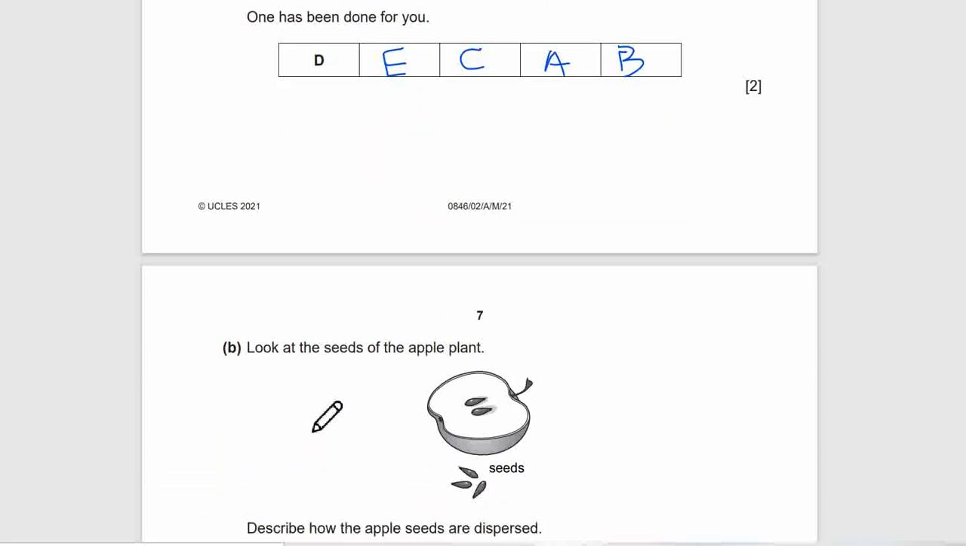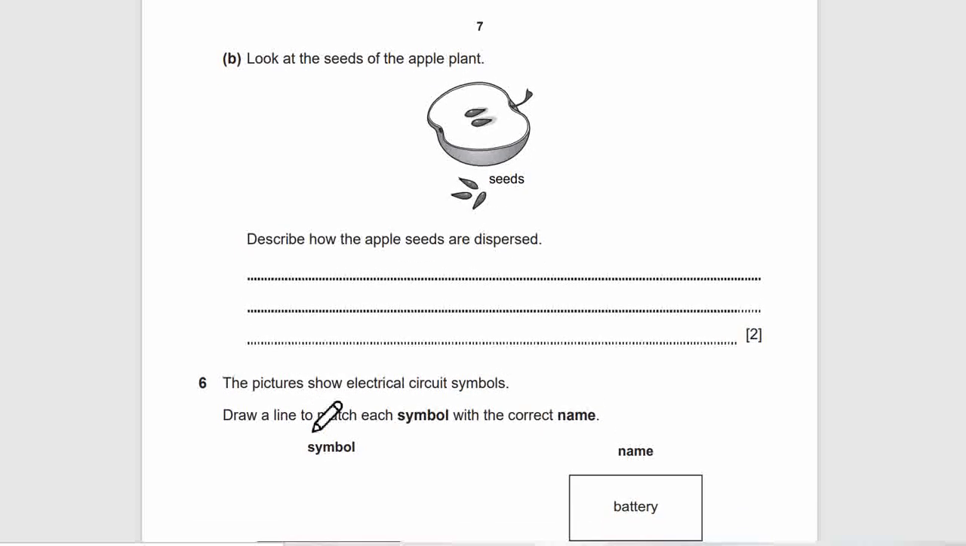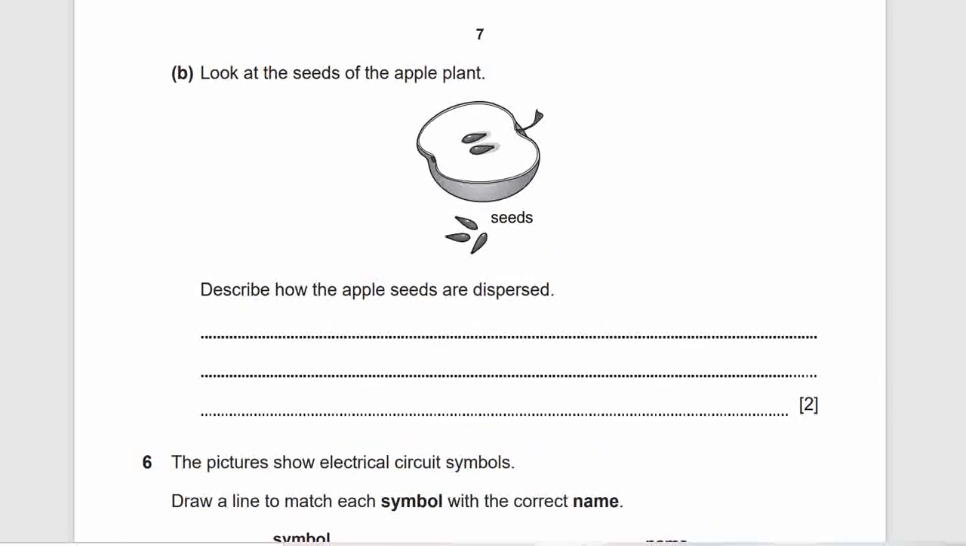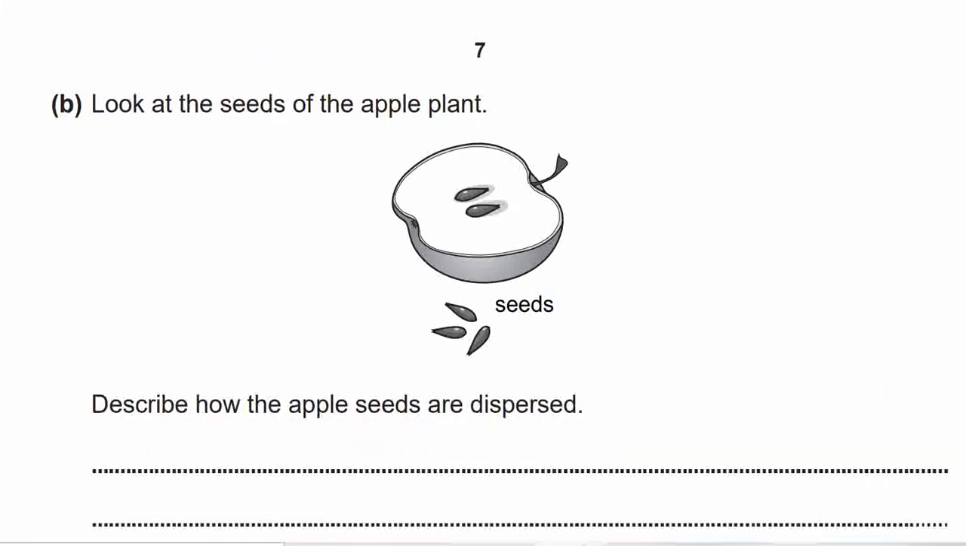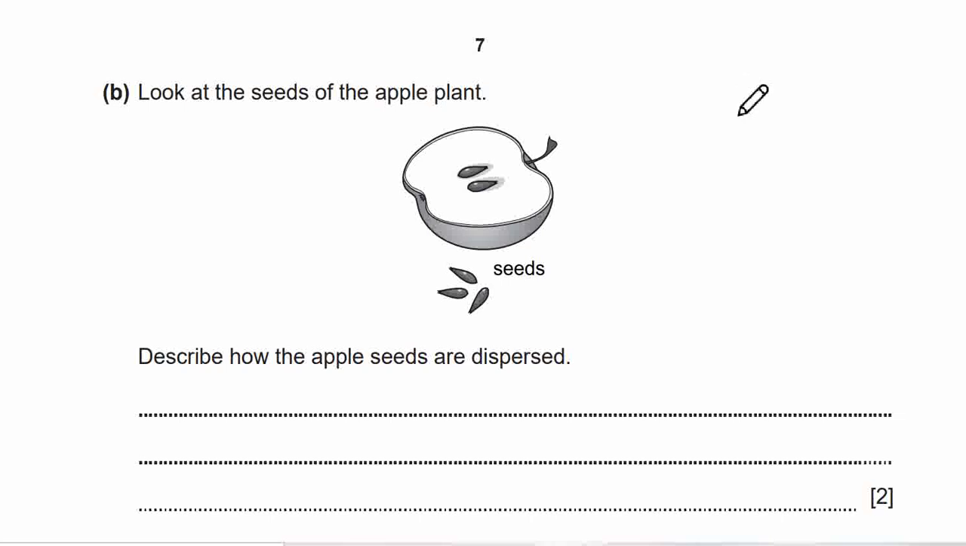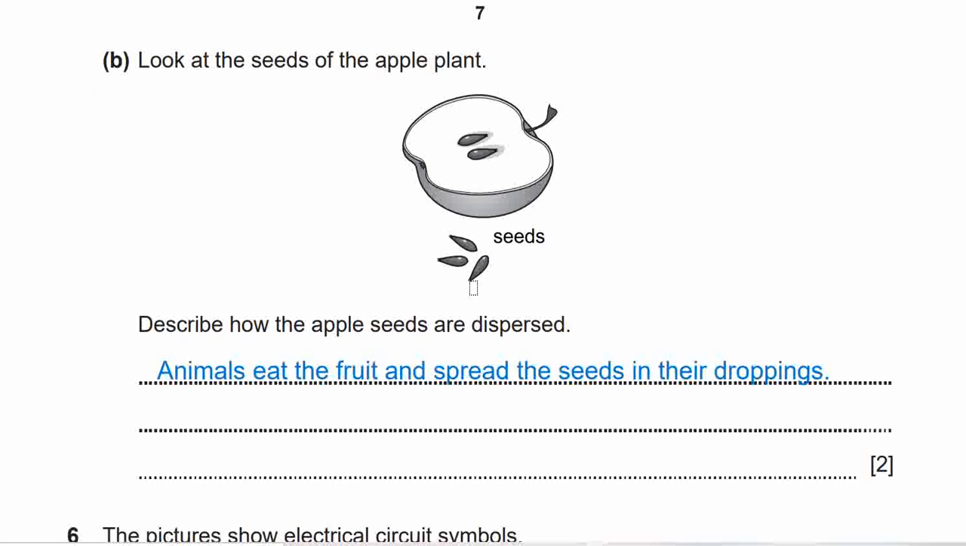Next, look at the seeds of the apple plant. Describe how the apple seeds are dispersed. Well, apple fruit always looks yummy to eat. So the way the seeds are dispersed is that they are eaten by animals. The animal will eat the fruit and spread the seeds in their droppings. That's how the seeds are dispersed.